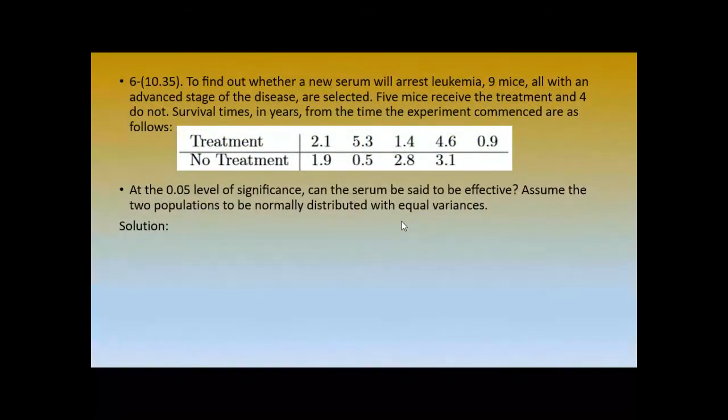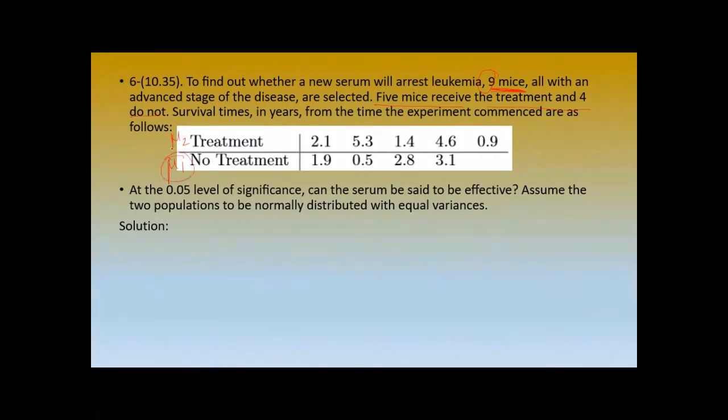Read the problem one more time and collect the information given in the problem. To find out whether a new serum will arrest leukemia, 9 mice, is it the sample size? All with an advanced stage of disease are selected. We are separating these 9 into 2 different samples. 5 mice receive the treatment and 4 do not. So there are two samples. One sample receives no treatment, call it population 1. The second receives treatment, so population 2, isn't it?